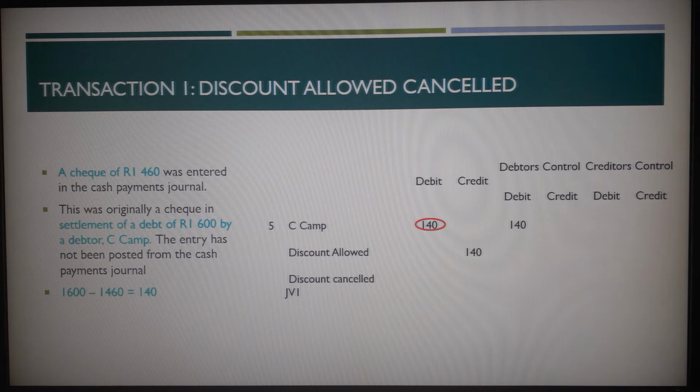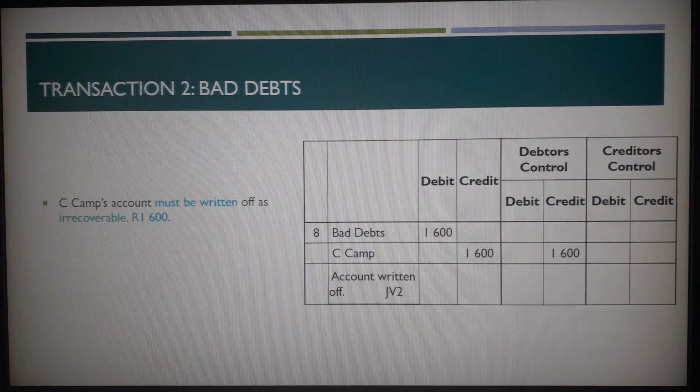We have debited the debtor because he now owes us that discount. We credit discount allowed because that discount has now been cancelled. And we now have to show the effect on debtor's control. And we debit the 140 to show that we are adding the 140 back to what the debtor owes.